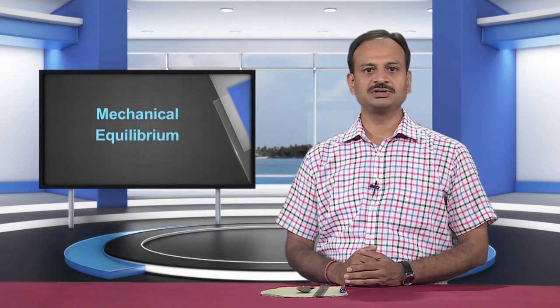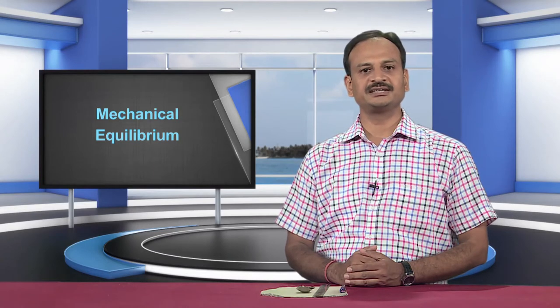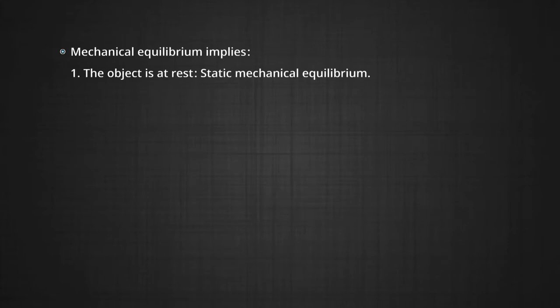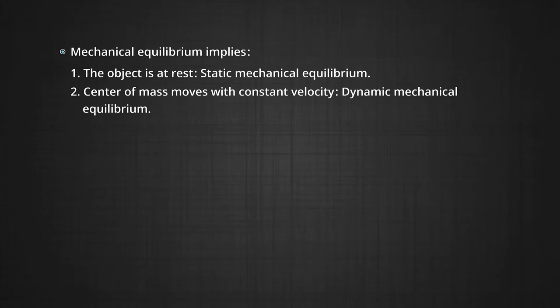If one observes them carefully, they all, the book and each rock, are in a state of rest. This suggests the different forces acting on the constituents must be zero. But we have also learned that there are systems in motion when net forces on them are zero. Here we deal only with static equilibrium. So, one can say the term mechanical equilibrium implies, first, the object is at rest, that is, static mechanical equilibrium. Second, the center of mass moves with constant velocity, that is, a dynamic mechanical equilibrium.